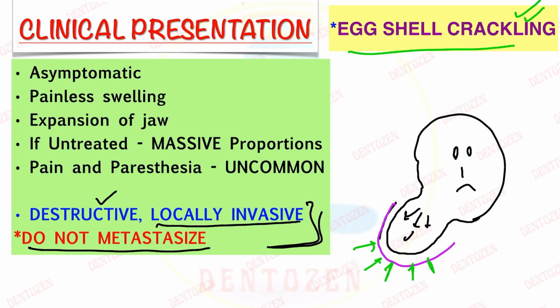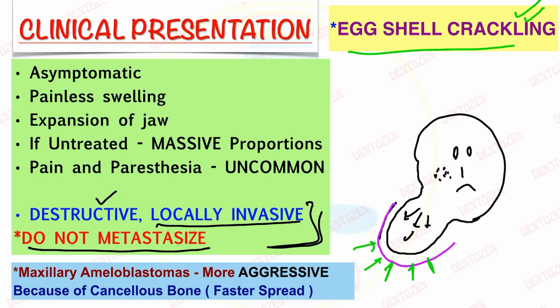Now the important thing to remember here about maxillary ameloblastomas is they are more aggressive than mandibular. That can be your viva question. Why are maxillary ameloblastomas more aggressive? Because of the higher percentage of cancellous bone, porous bone, which facilitates faster spread of the tumor. It can spread to the brain, the orbital cavity, the nasal cavity, whereas in the mandible, the dense cortical plates will limit the expansion of the tumor.